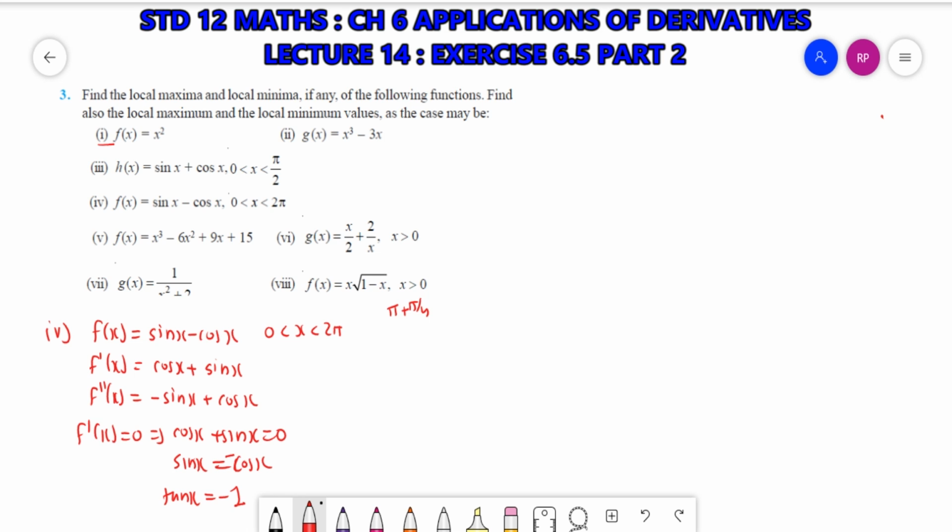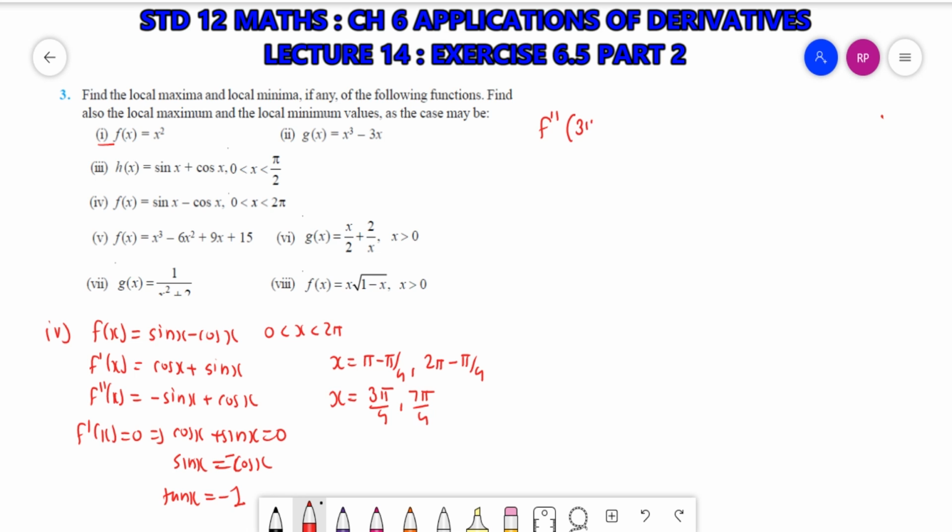So now the value of tan is minus 1 in the second and fourth quadrant. In the second quadrant, it will be pi minus pi by 4. And in the fourth quadrant, 2 pi minus pi by 4. Because at pi by 4 the value of tan is 1. So x is equal to 3 pi by 4 and 7 pi by 4. Clear? Let's put this value in f double dash x.